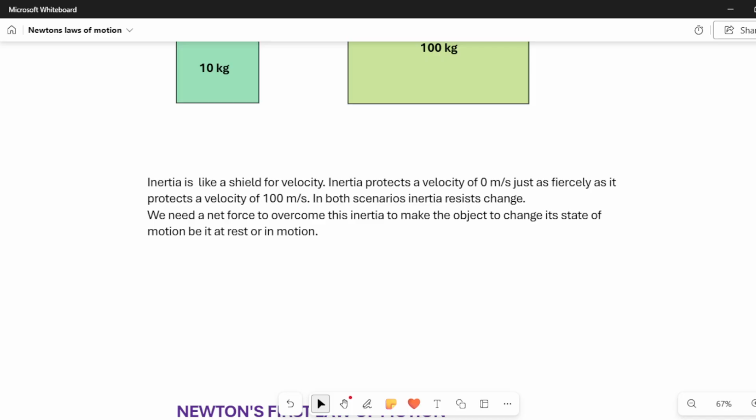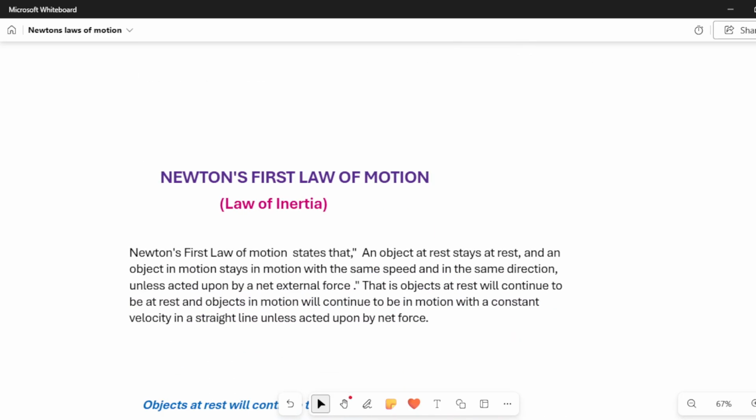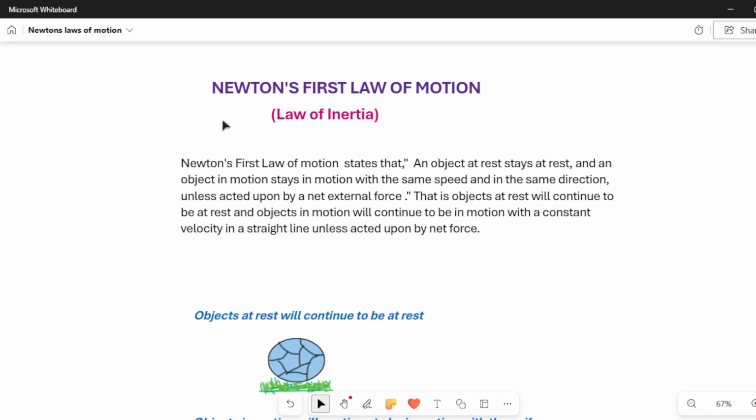So now that we understood what inertia is, let us get into Newton's first law of motion. Newton's first law of motion is called the law of inertia because it is based on this resistance to change called inertia. That's why it's also called the law of inertia.